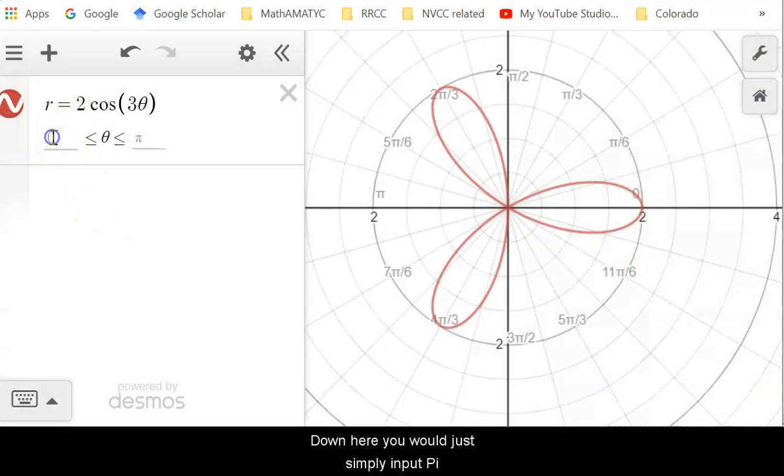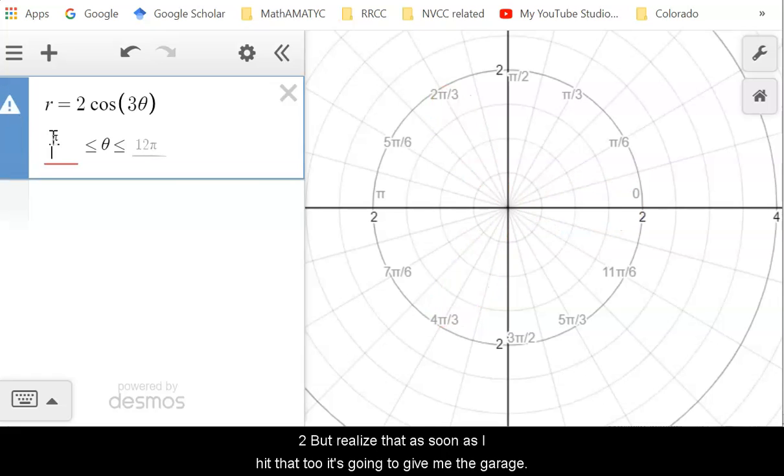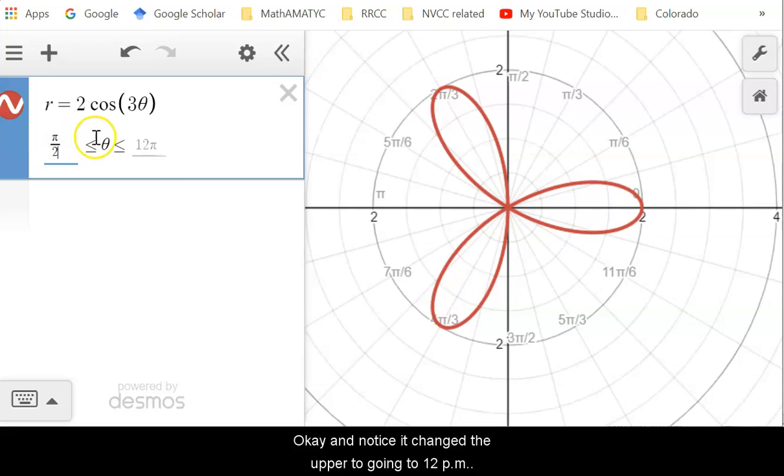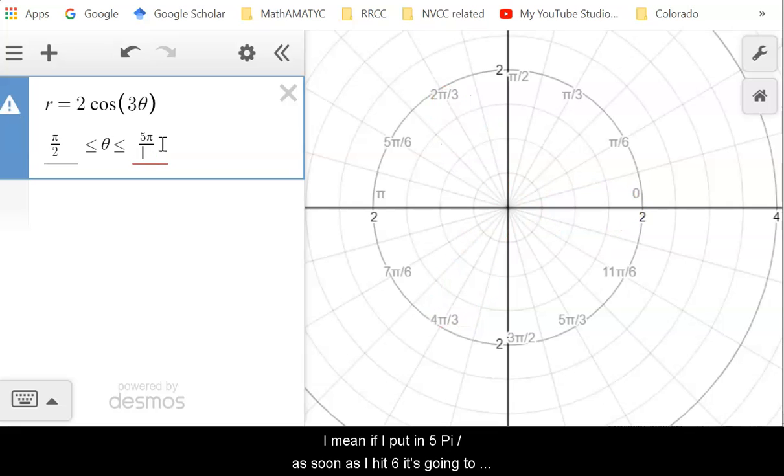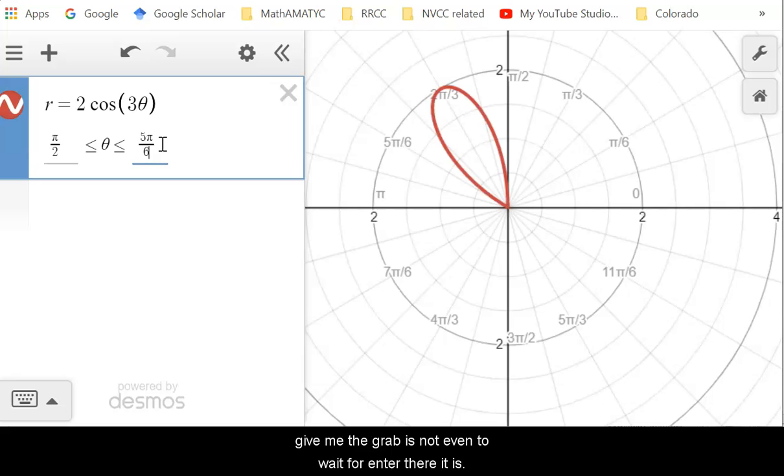Down here, you would just simply input pi divided by 2, but realize that as soon as I hit that 2, it's going to give me the graph. Boom, okay? And notice it changed the upper to going to 12 pi. And then if I put in 5 pi divided by 6, as soon as I hit 6, it's going to give me the graph. It's not even going to wait for enter. There it is.